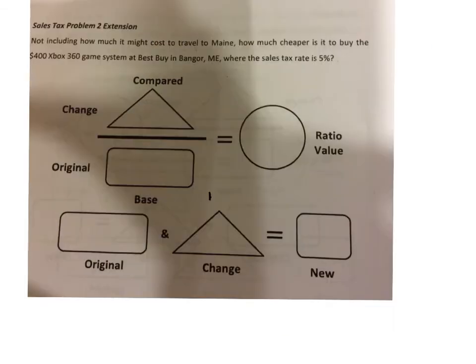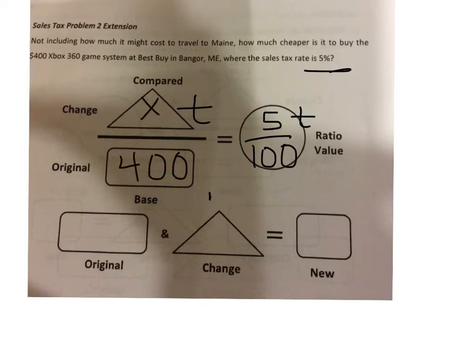Okay, it says not including how much it might cost to travel to Maine. How much cheaper is it to buy the $400 Xbox 360 game at Best Buy in Bangor, Maine, where the sales tax rate is 5%? So we know our sales tax rate is 5%, so immediately I'm going to go 5 over 100, and I'm going to label that sales tax, and then over here is going to be the tax amount. It still is a $400 game, so that's your total, and we are still looking for the tax amount. We're going to go ahead and multiply across and divide. So take 400 times 5 and divide by 100, and you're going to get a $20 tax.